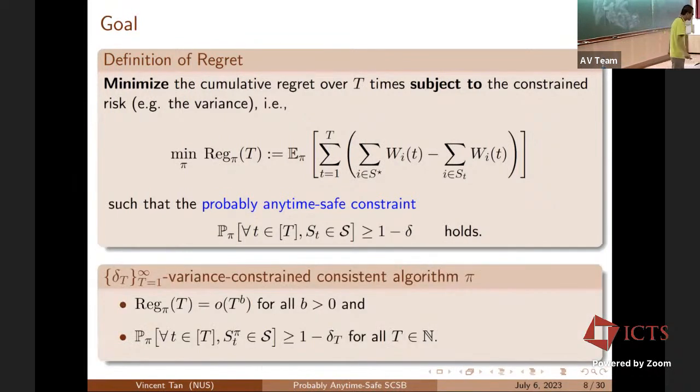We are also going to consider sequences of problems, because my background is information theory. We do asymptotics. So we are going to consider this class of sequences of algorithms that are called delta_T variance constraint consistent algorithms. What this says is that the regret satisfies little o of T to the b for all b bigger than 0. So roughly speaking, if the regret is logarithmic, you satisfy this condition. And this delta_T sequence comes into play in this condition here. What we want is that this constraint holds true with higher and higher probability as time goes on. By the way, I forgot to say that this sequence is little o(1), goes to 0. So we want the constraint to be more and more stringent as time goes on.